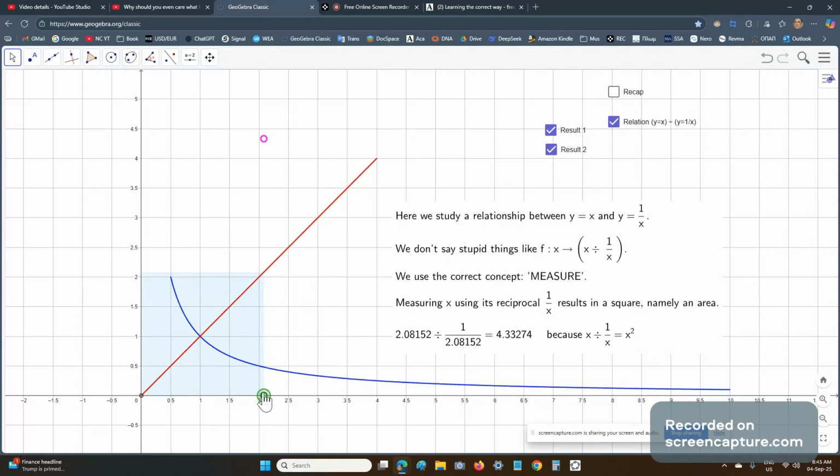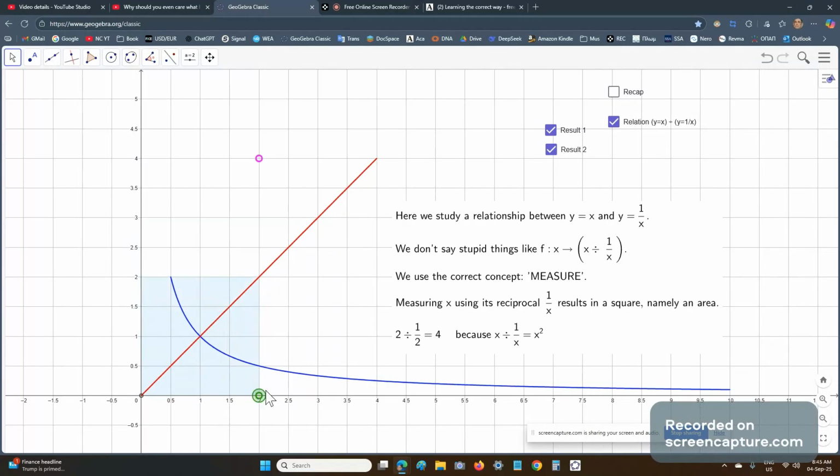So we basically take a number and measure it with its reciprocal. So we've got 2 and we were measuring it with a half. That's the same as 2 times 2, which is the same as 2 squared, which gives us the parabola, right? Do you see that? 9, 2, 4. So I'll give you access to this applet so you can play with it.